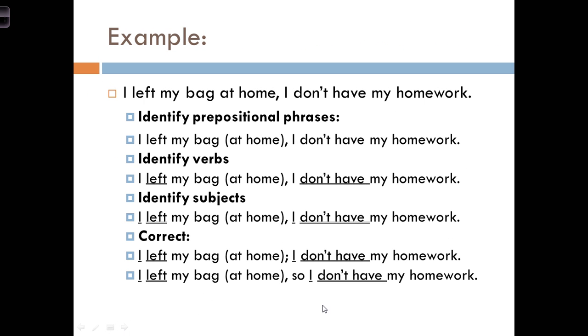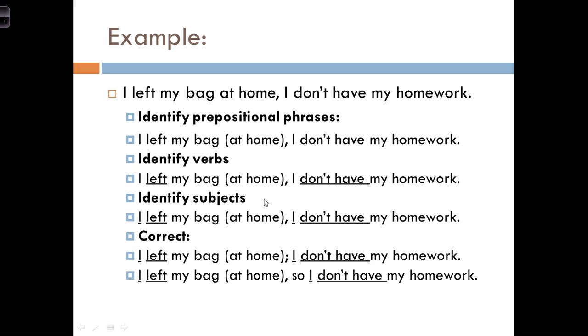So here's an example we're going to look at in detail. I left my bag at home. I don't have my homework. So our first step is to identify prepositional phrases. So in this sentence, we have just one prepositional phrase, at home. Then we want to identify verbs. So we notice in the first part we have the verb left, and then in the second part, do have, helping verb do, and main verb have.